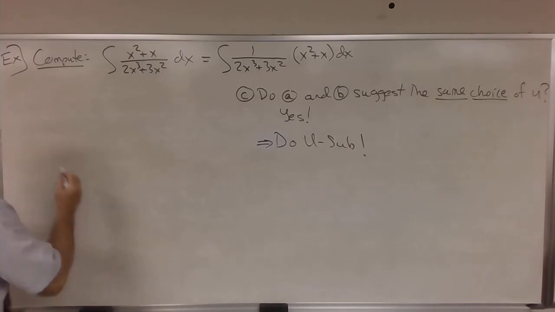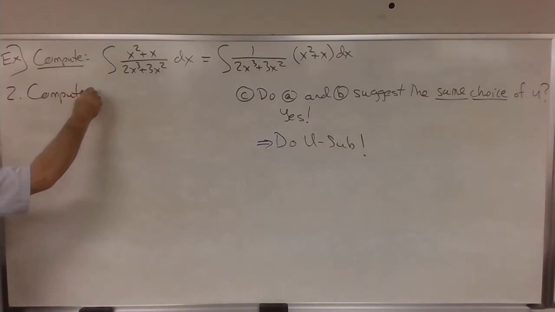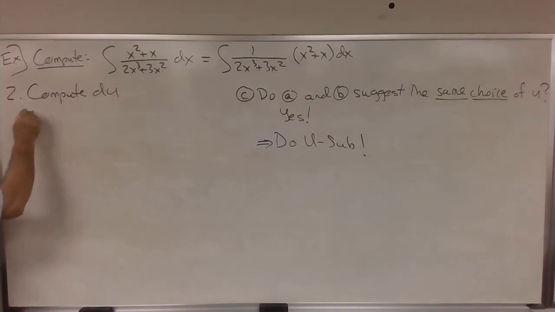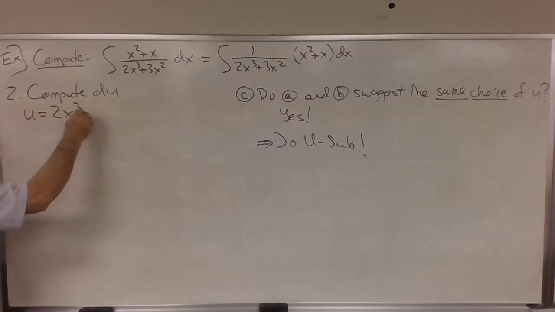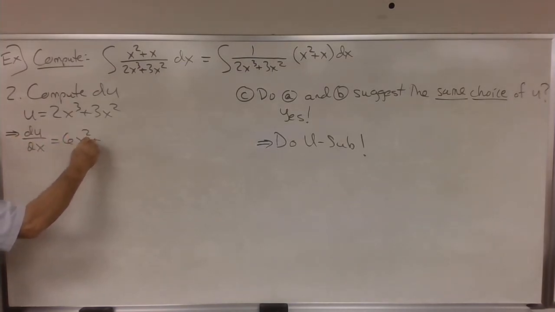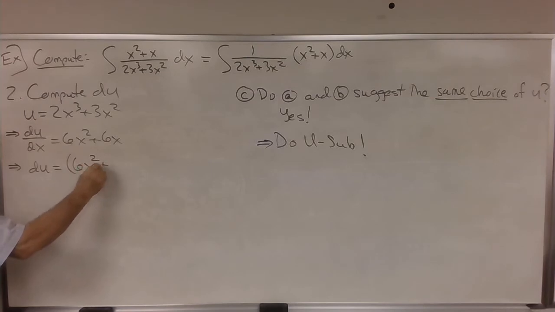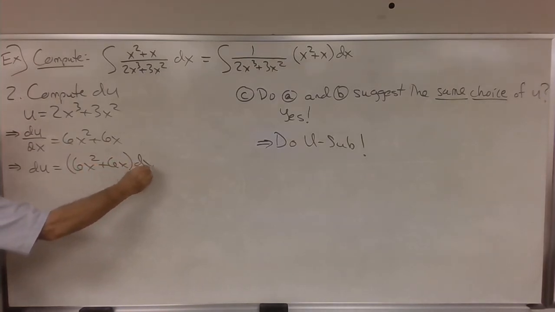Step 2. Help me out here. What is it? Compute du. We have u equals 2x cubed plus 3x squared. And that means that du dx is 6x squared plus 6x, and du is (6x squared plus 6x) dx.